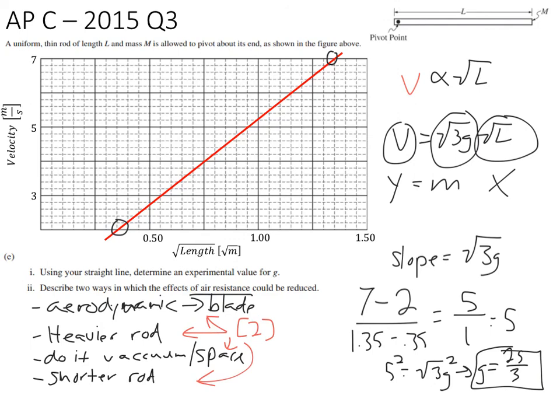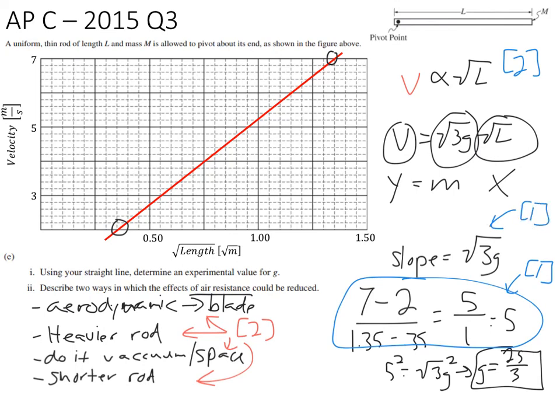And then for the first part, this one was also worth 2 points. You basically got 1 point for getting the slope, and then 1 point for correctly realizing that the slope was equal to rad 3g, or whatever you did previously. Remember, if you instead did v squared and L, then your slope would actually just be equal to 3g rather than rad 3g. So again, whatever you did, that's what's up. All right.